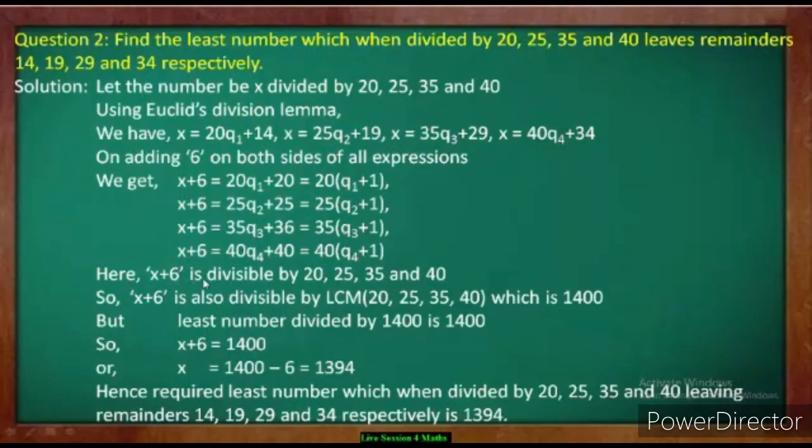Now x plus 6 is divisible by all these numbers, so it will be divisible by the LCM of these numbers, because 40, 35, 25, 20 are factors of x plus 6. The LCM of these numbers is 1400. So what is the minimum value of x plus 6? That is 1400. And so what is x? 1400 minus 6, that is 1394.